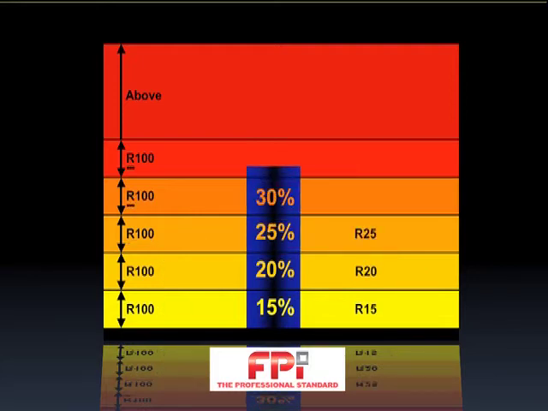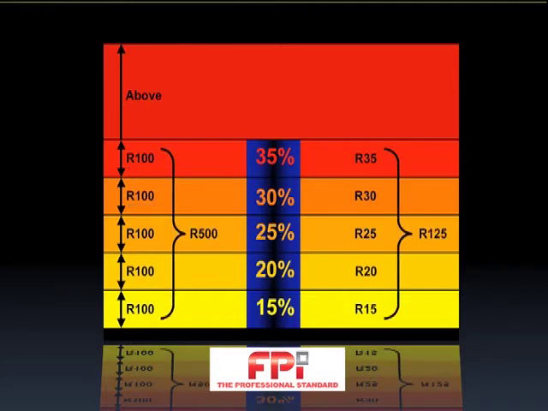He would pay 30 Rand in tax on the fourth 100 Rand, and on the fifth 100 Rand, the tax would be 35% or 35 Rand. By now, he will have earned 500 Rand in total, and he would have paid 125 Rand in tax. The last 100 Rand would have been taxed at 35%, but the first 100 Rand would still have been taxed at 15%.